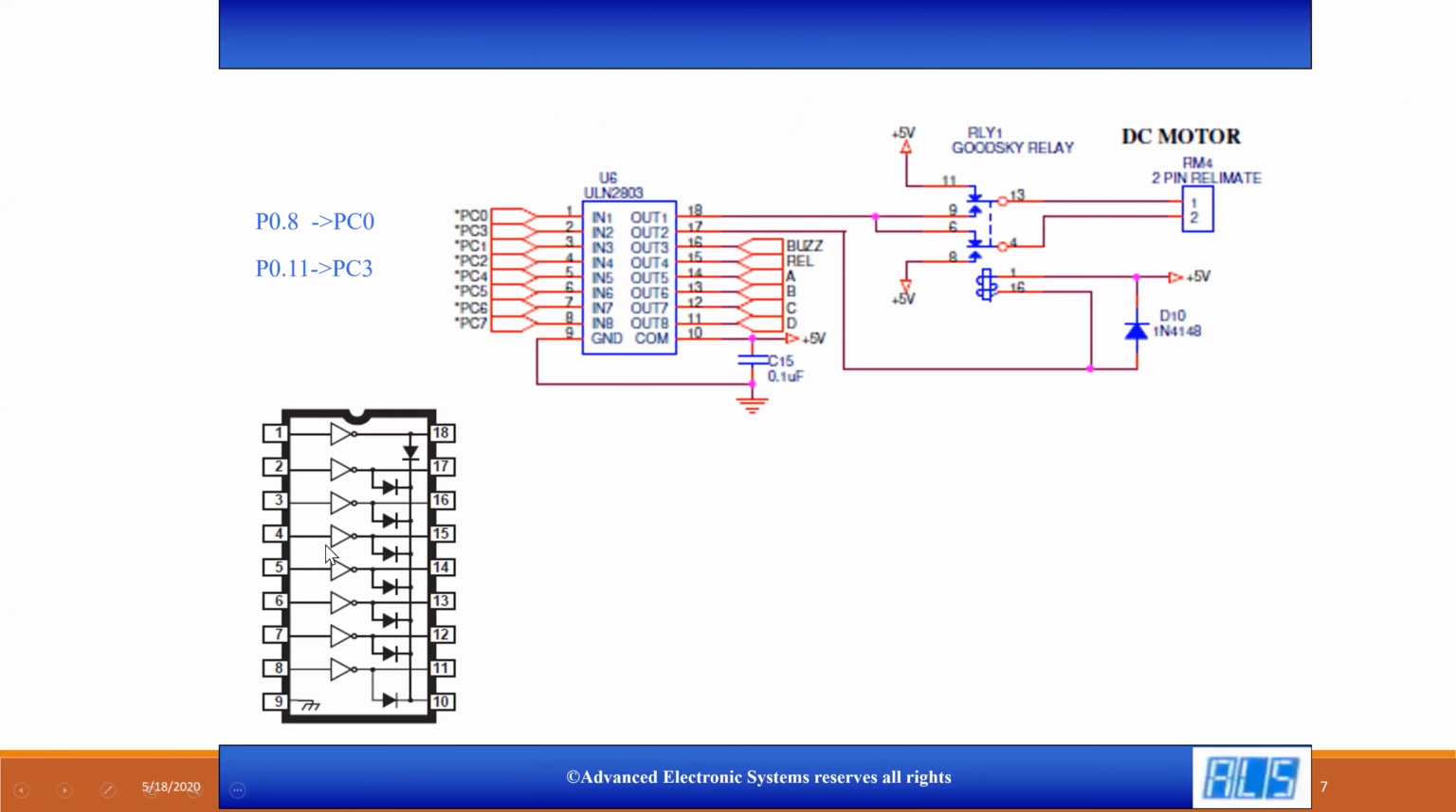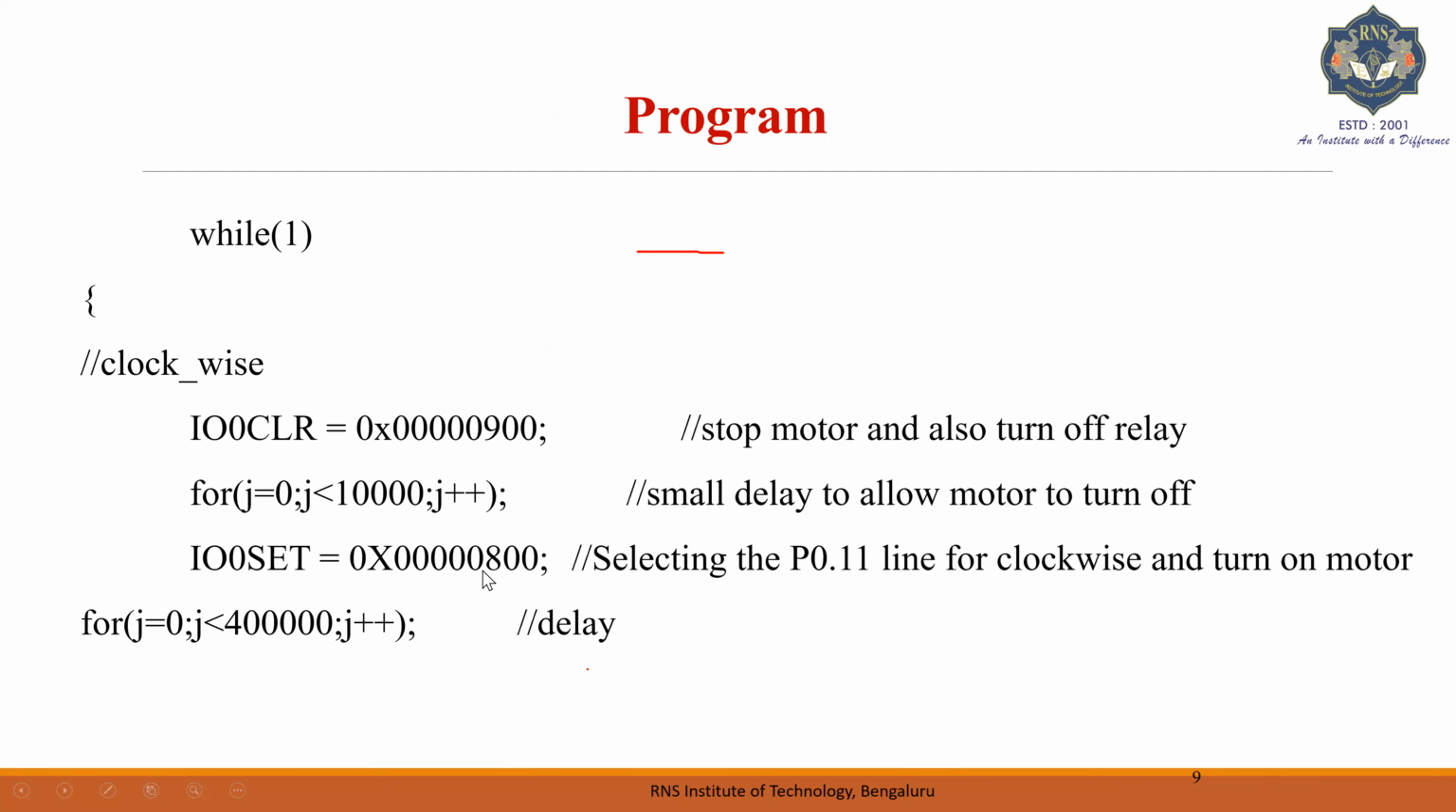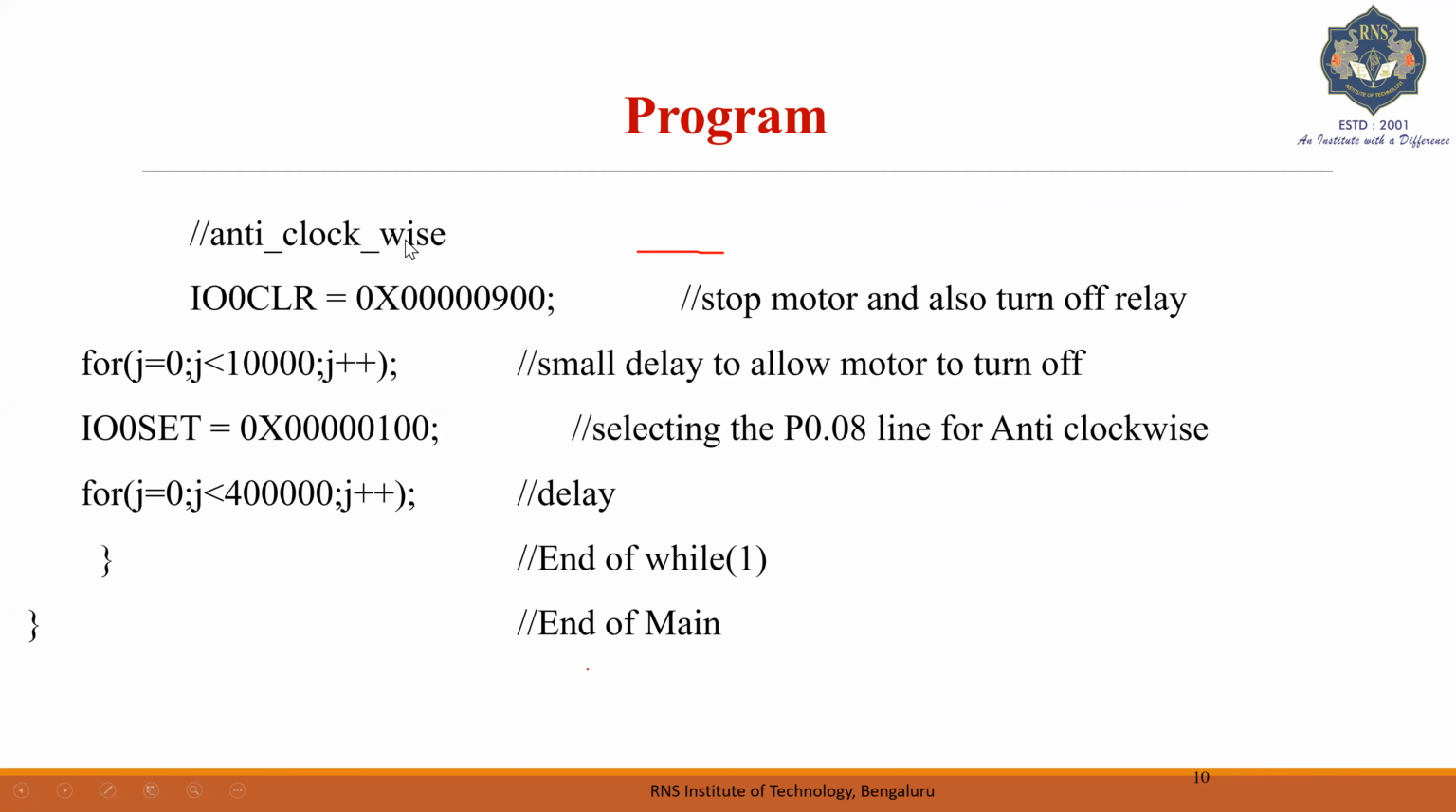That's why I'm programming the value 8 here. Why? Because I want to select only the P11 line, and then I am setting it, and your motor turns in the clockwise direction. Then afterwards I have given some delay. Similarly, I should do it for the anti-clockwise. For the anti-clockwise, what should I do?